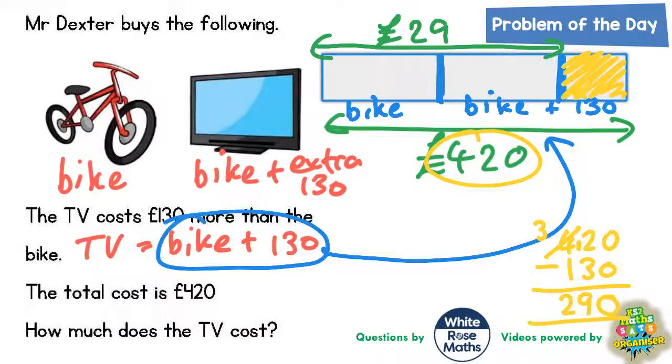two sections which both say bike. Now, these two sections are the same size, so if we split the £290 in half, we have what goes on one section, which would be the cost of the bike. So £290 split in half is the same as doing 290 divided by 2.